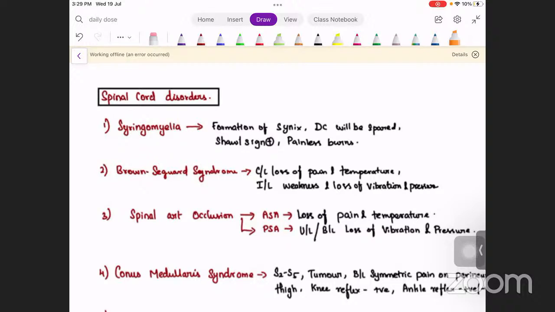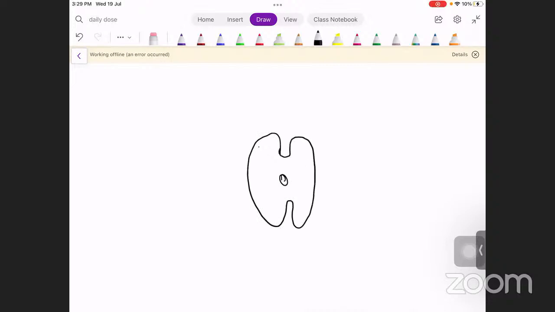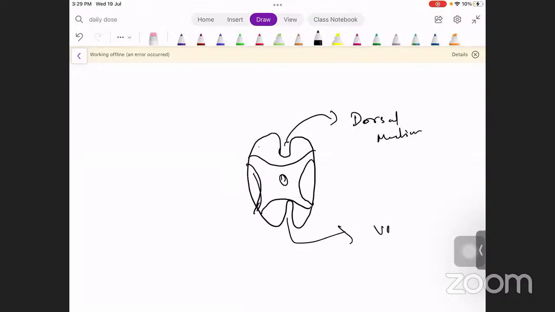In syringomyelia, there is a formation of a syrinx. You have the spinal cord, which has the dorsal median sulcus and ventral median commissure, followed by gray matter and followed by white matter. Consider this is the dorsal median sulcus, and this is the ventral median commissure.